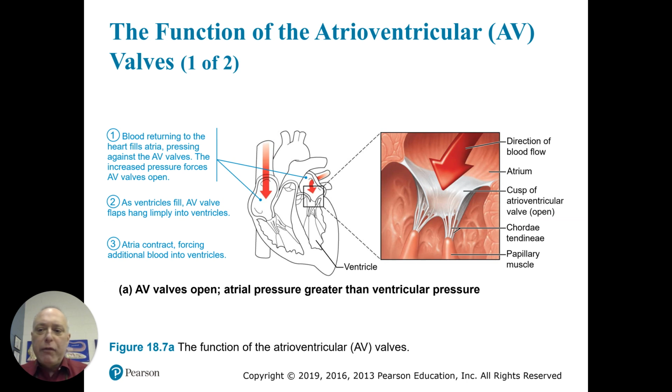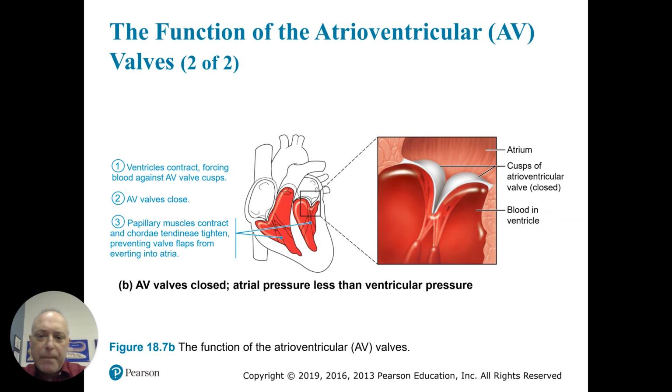Okay, so the function of the atrioventricular valves: as the blood is returning to the heart, it fills the atria, presses against the AV valve, opens it, and the ventricle will passively fill even before the atria contracts. But as the atria contracts, it forces the rest of the blood into the ventricle. And then we've got the right side, which forms a similar path, but we've got the atrioventricular valve or the mitral valve that in this key is closed as the heart is contracting.